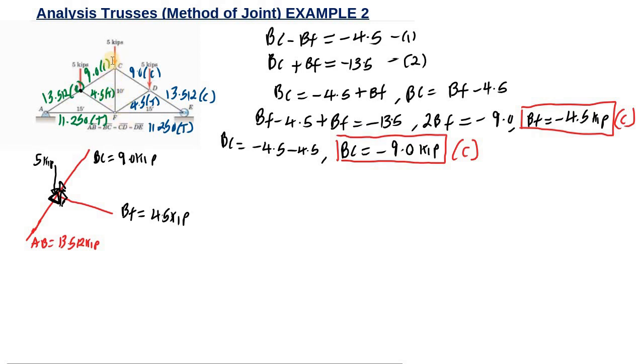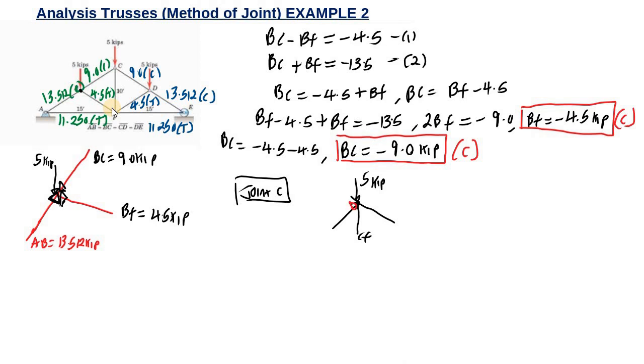The only member that is left is CF, so we need to calculate CF. So this is joint C. We have the joint, a force of 5 kip, and these three members. This is CF, which is what we want to calculate. BC is in compression, so it is moving into the joint. Let me use the red marker.